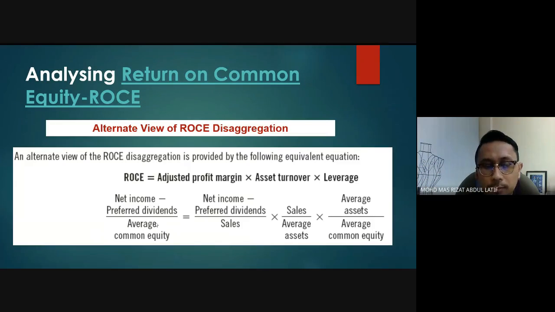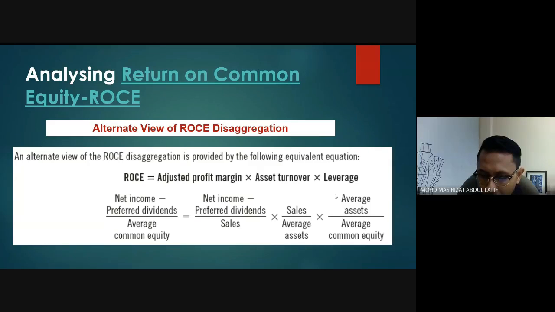Tapi the main answer will be equivalent. Tapi kalau you buat original formula and then you buat this aggregation pula, tapi jawapan tak sama, so that means something wrong with your formula or figure that you take into the calculation of this aggregation ROCE here. Okay, actually they have another formula.